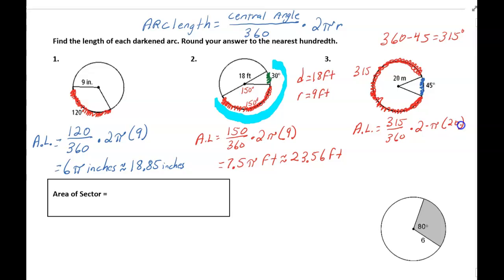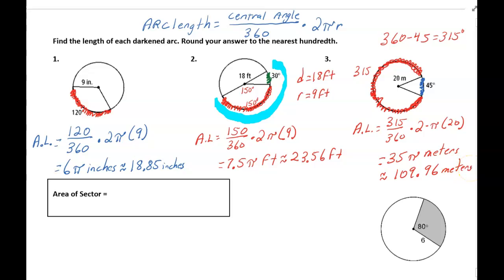Typing that into my calculator, 315 divided by 360 times 2 times 20. I get a relatively large number. Let me double check my math here. 315 divided by 360 times 2 times 20. I get 35 pi meters. And then multiplying 35 times pi, I get approximately 109.96 meters.